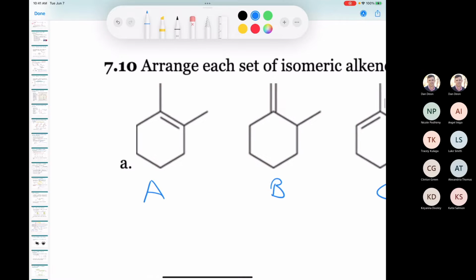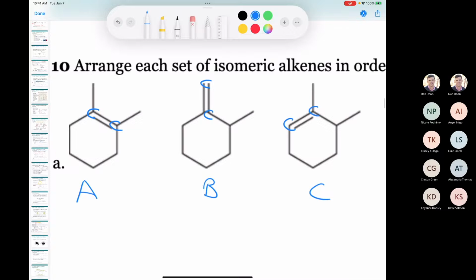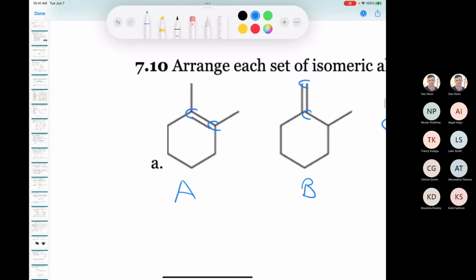Why is it this one the most stable? Because if you look at the 2 carbons in the double bond of each one of these, here's the 2 carbons in the double bond. In A, every one of those carbons in blue is attached to a carbon. 1, 2, 3, 4. This is tetra-substituted. Therefore, this is the most stable.